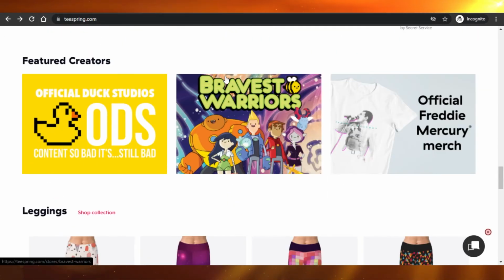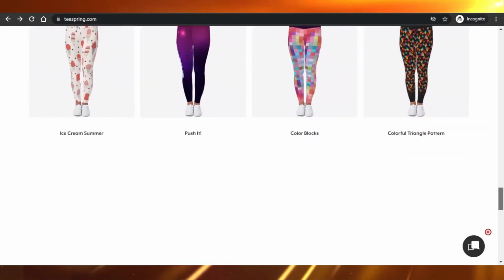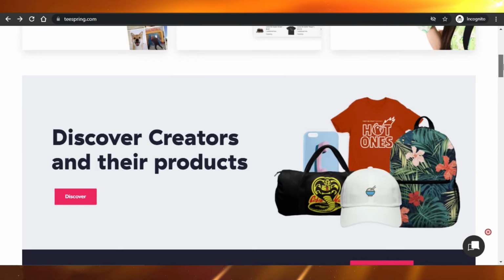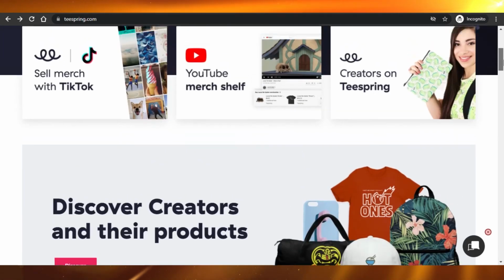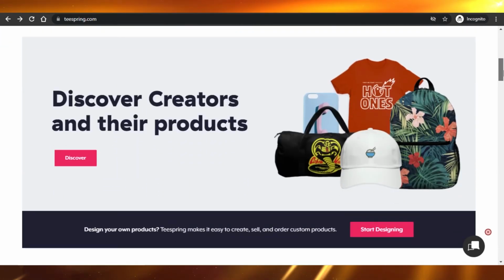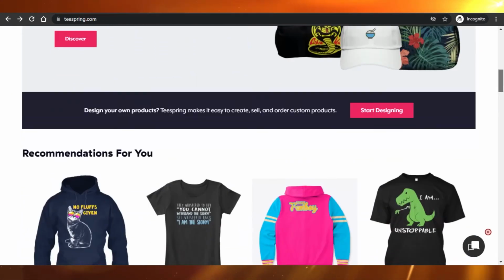As you can see right here, these are featured creators. For example, this store has this animation. I don't know what they do, maybe they sell t-shirts with these cartoon characters on them. These creators are making a lot of money on Teespring, and you can do that too with your creative design and good advertisement. Once you do that, you will be able to earn a lot of money on Teespring.